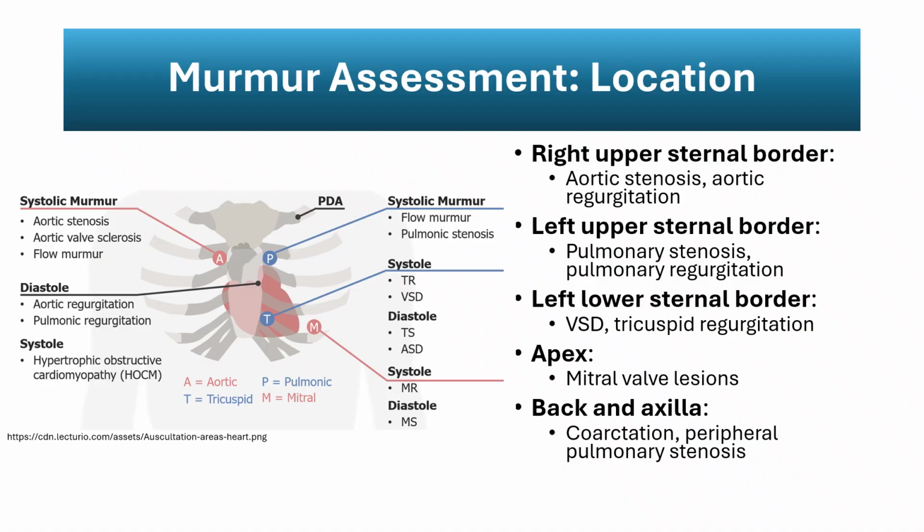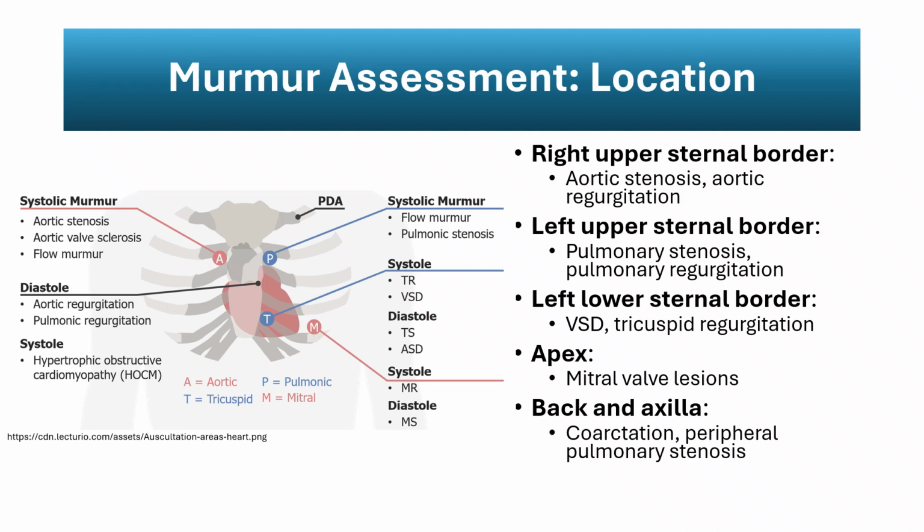The location of a murmur provides one of the most reliable clues to its origin. A murmur heard at the right upper sternal border usually points toward pathology of the aortic valve, either stenosis creating turbulent forward flow or regurgitation producing backflow into the left ventricle.